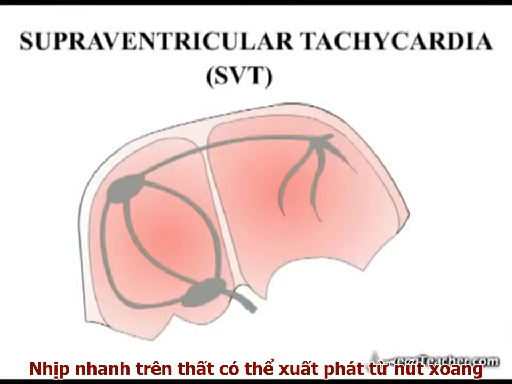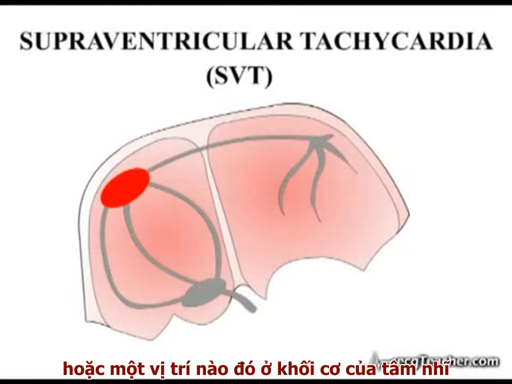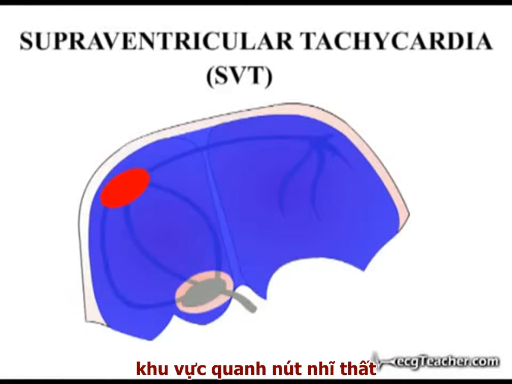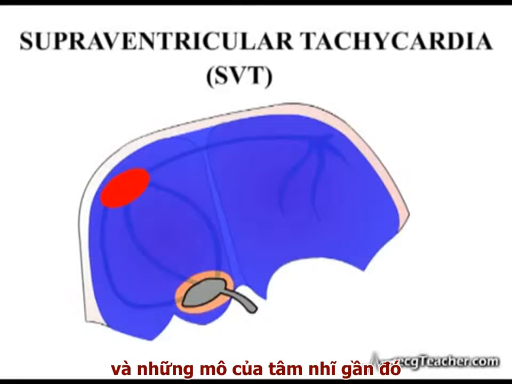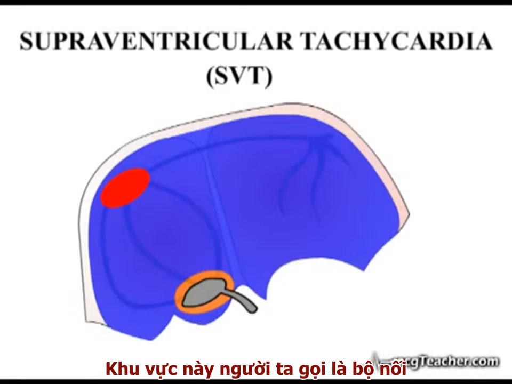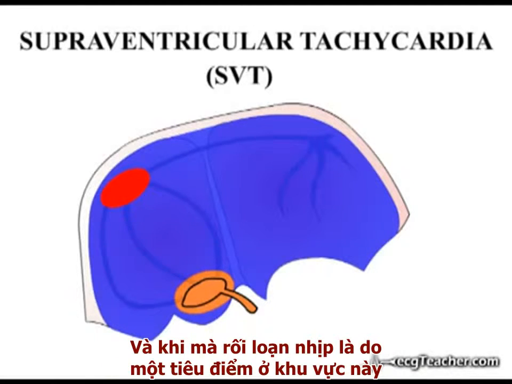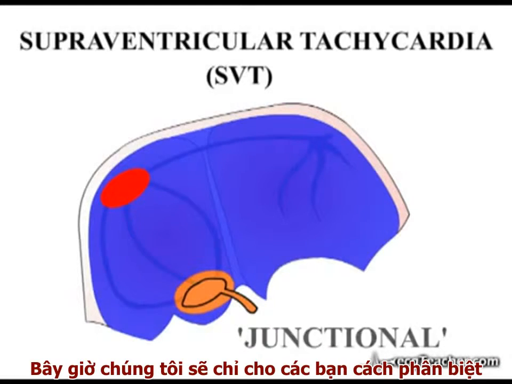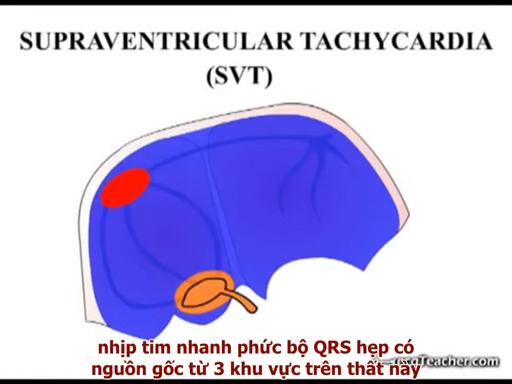Supraventricular tachycardias may arise from the sinoatrial node or an ectopic focus in the main mass of the atria. In addition, the area encompassing the AV node, bundle of His, and immediately surrounding atrial tissue is a highly arrhythmogenic area of the heart. This area is referred to as the junctional region, and arrhythmias arising from a focus within this region are termed junctional. We will now show you how to distinguish between narrow complex tachycardias arising from each of these three supraventricular zones.